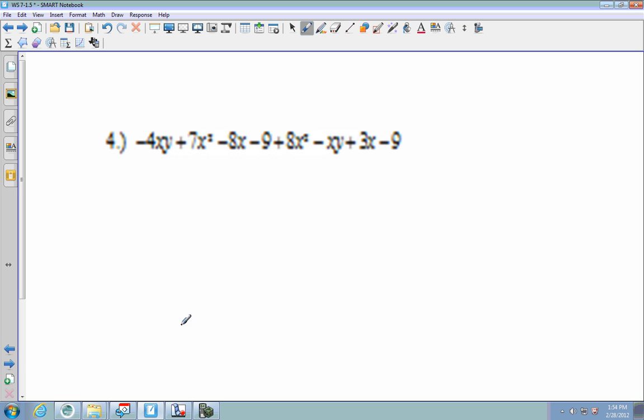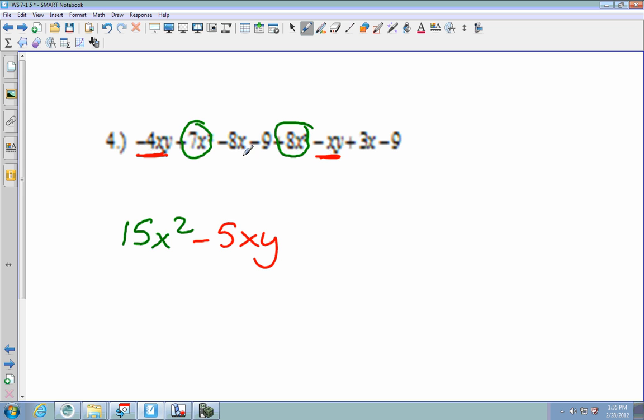Next one. I would put together the 7x squared and 8x squared, 15x squared. My xy's will go together. I have negative 4, negative 1, negative 5xy. Then I've got negative 8x and 3x, negative 5x. And then negative 9 minus 9 is negative 18.